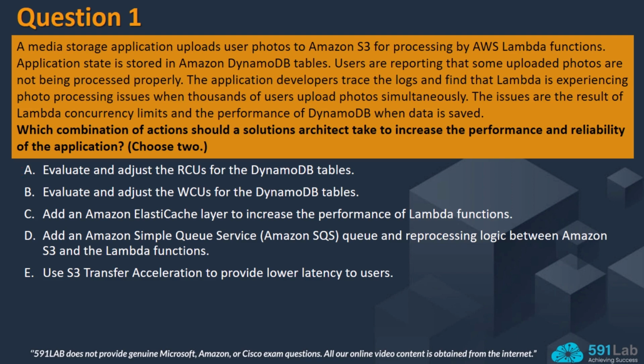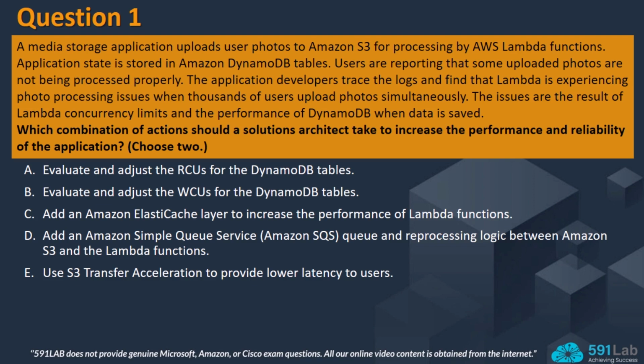Option B. Evaluate and adjust the WCUs for the DynamoDB tables. Provisioned write capacity units determine the write throughput for DynamoDB tables. Adjusting the WCUs can help address performance issues related to saving data in DynamoDB, potentially mitigating the concurrency issues experienced during photo uploads. This one seems to be the correct answer, but let's discuss the available options as well.